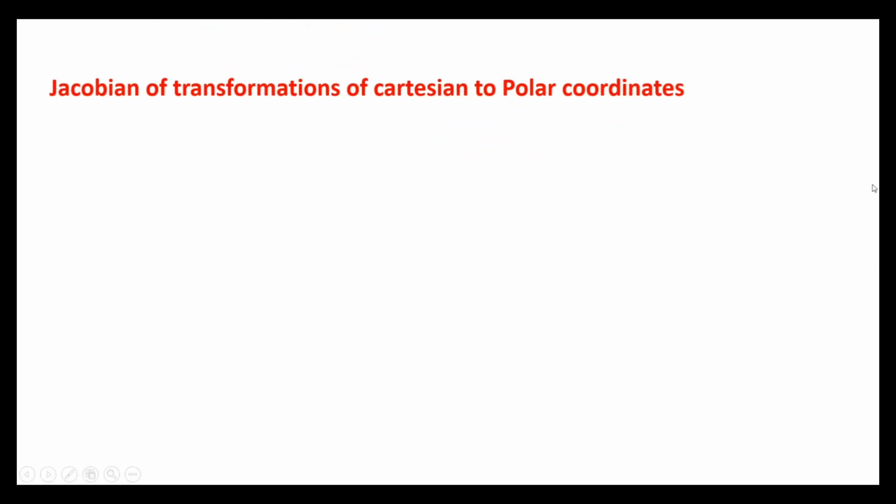In this video, we are going to discuss the Jacobian of transformations of Cartesian coordinates to polar coordinates. That is the first item. Later, we need to discuss the Jacobian of transformations from Cartesian coordinates to cylindrical coordinates as a second item. Finally, we can see the Jacobian of transformations from Cartesian to spherical polar coordinates.